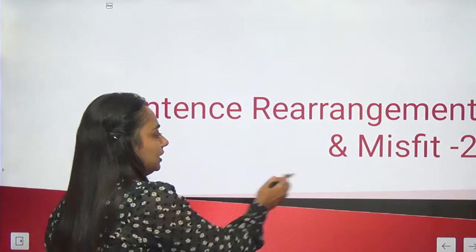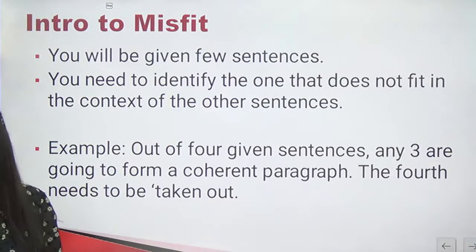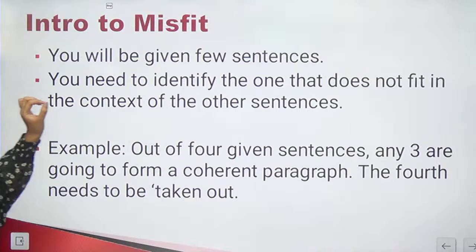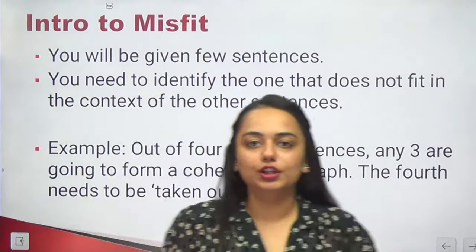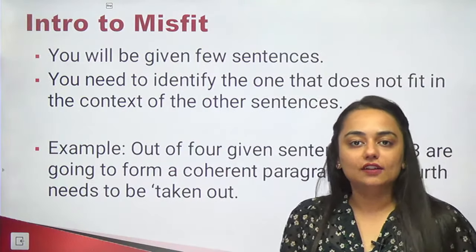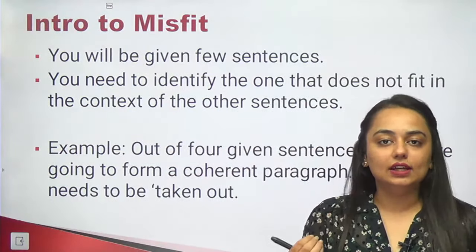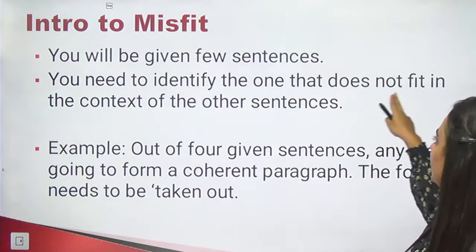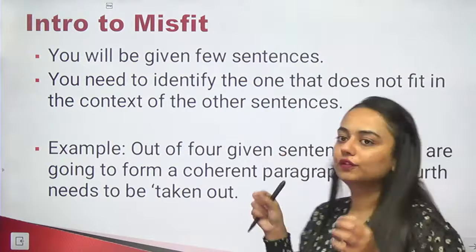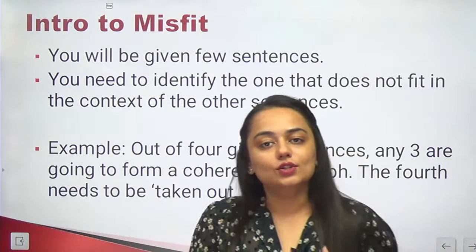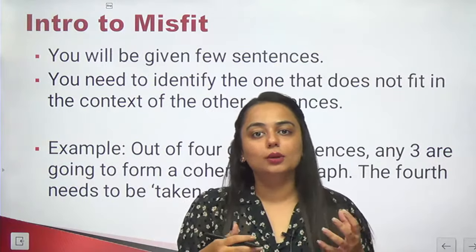So without any further delay, let's see what finding out a misfit is. Introduction to misfit: first of all, you will be given a few sentences. As I've already told you, the number of sentences can be 4 or 5. They'll be marked like A, B, C, D, E, or 1, 2, 3, 4, 5. You need to identify the one that does not fit the context of the rest of the sentences or the paragraph.